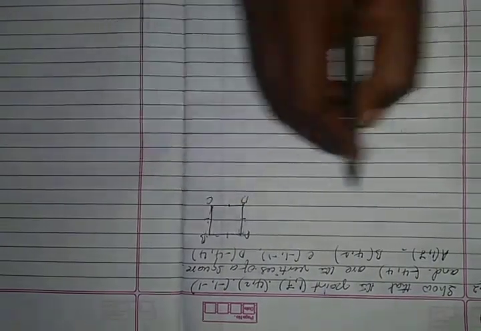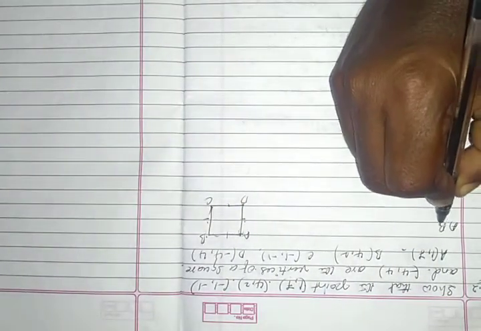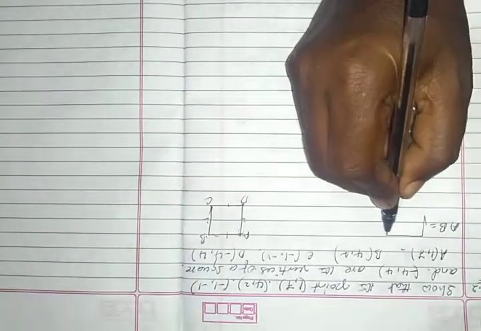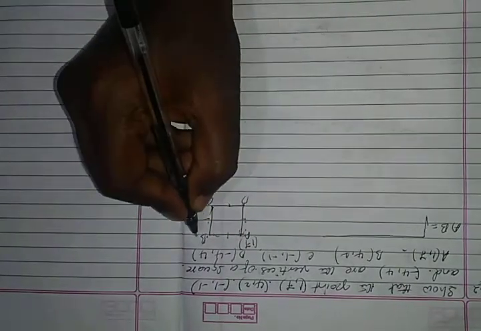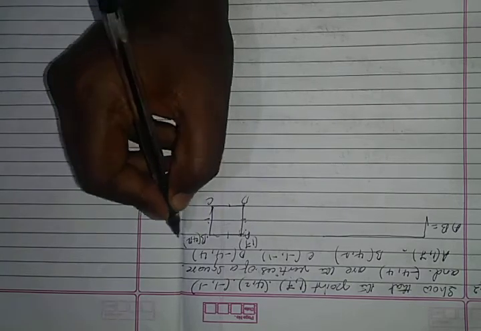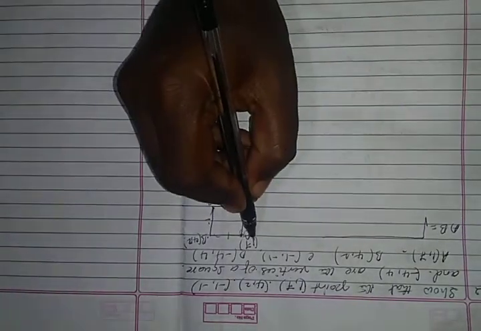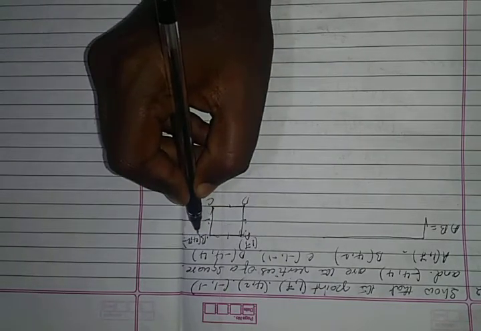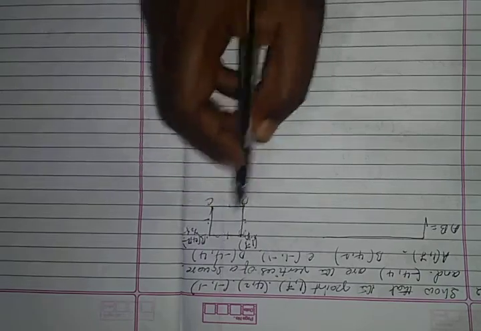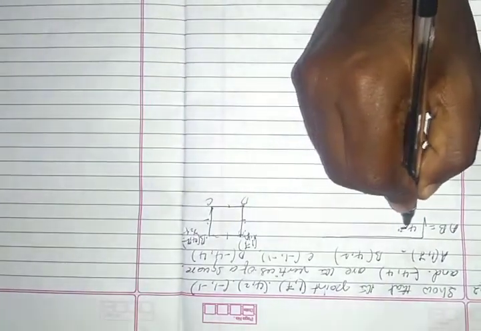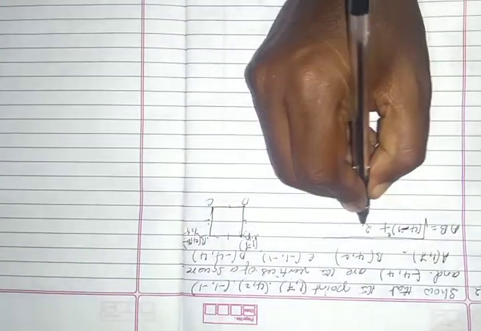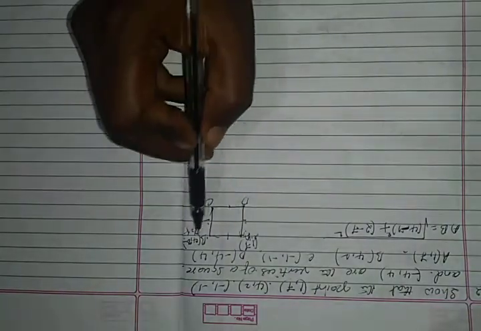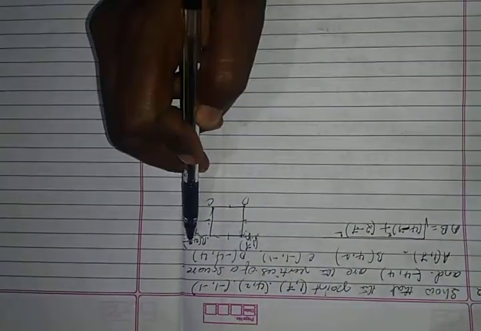Let us see. First one, AB. You know that the distance formula is the square root of (x2 minus x1) whole square plus (y2 minus y1) whole square. The point A is (1, 7) and here B is (4, 2). So here this one is x1 y1 and this one is x2 y2. That is (4 minus 1) whole square plus (2 minus 7) whole square. Carefully observe.